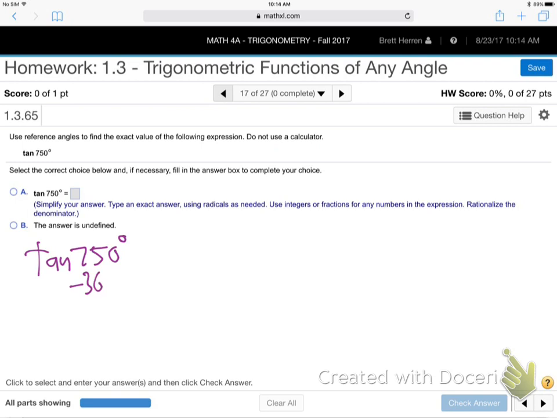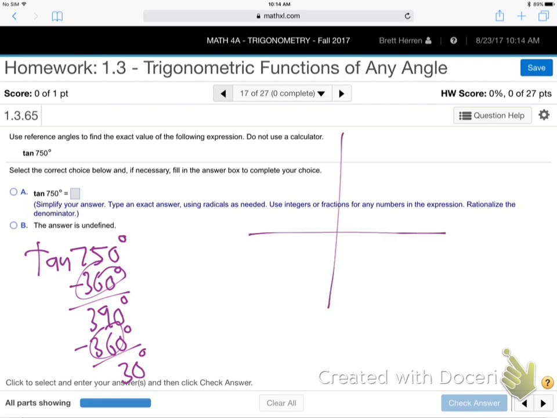So subtract 360, which gets like 390. Subtract 360 again. Get 30. That's a 30-degree angle. We good? So they're really asking you for tangent of 30, aren't they? This is 2 full circles and then 30 degrees. So they're really saying what's tangent of 30?